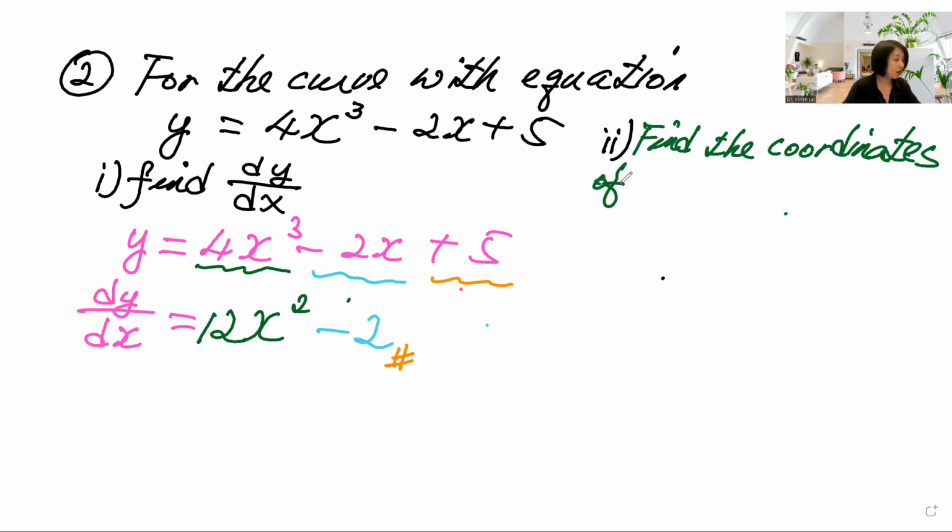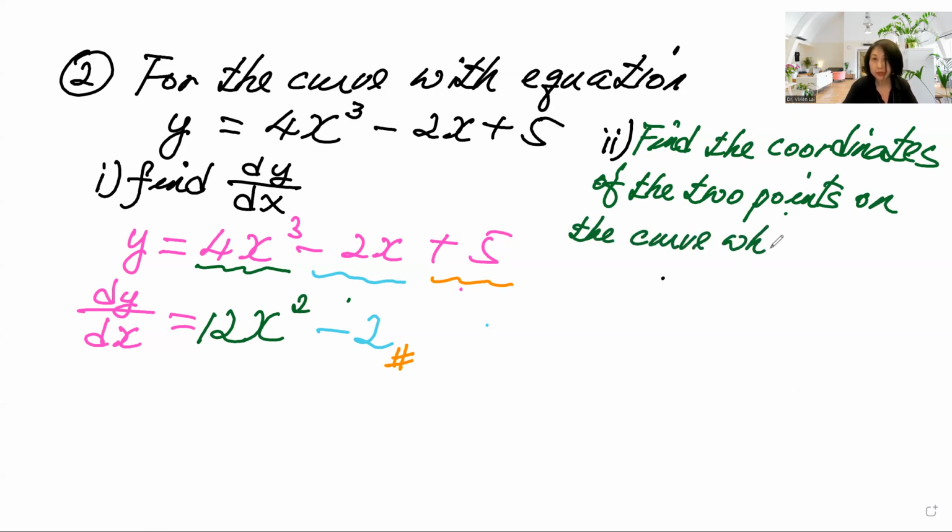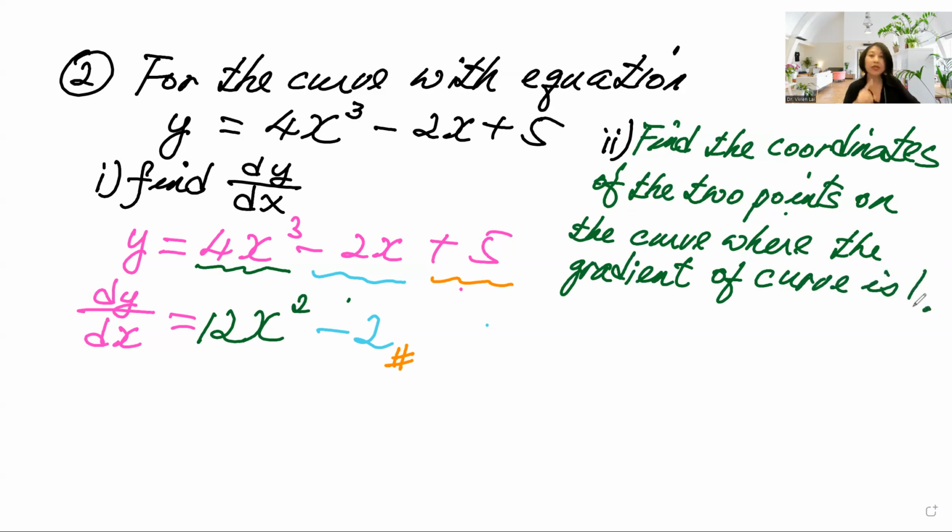Okay, find the coordinate of the 2 points. This time we have 2 points. Why do you have 2 points? Because your curve is a cubic. I will explain to you later. Okay, 2 points on the curve where the gradient of the curve is 1. Okay, the gradient is 1.